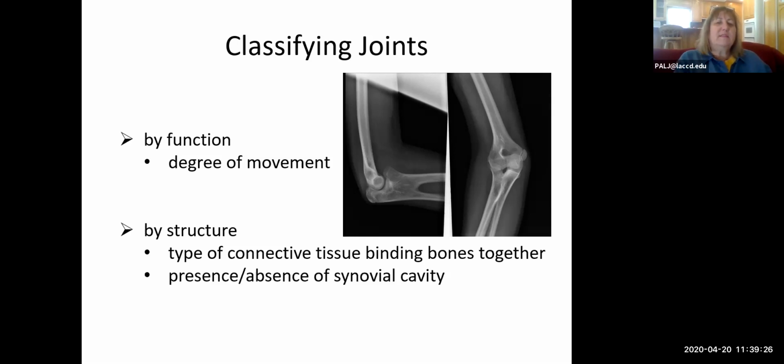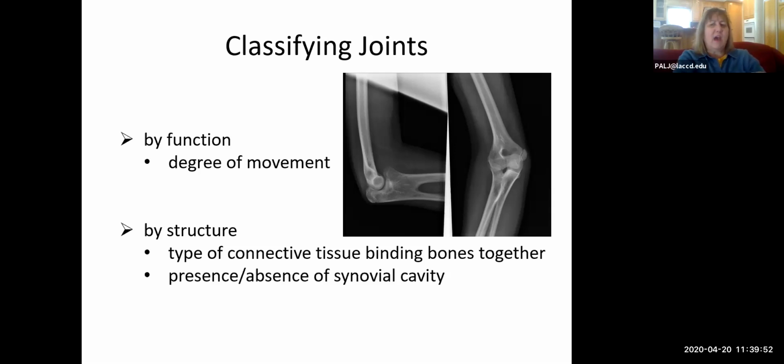So look at this picture in the upper right corner and press pause and try to figure out where in the body that is and if that's the normal way it should look. So I will wait while you do that. Okay, so where did you decide that was in your body? Yeah, that's right. It's your elbow joint.